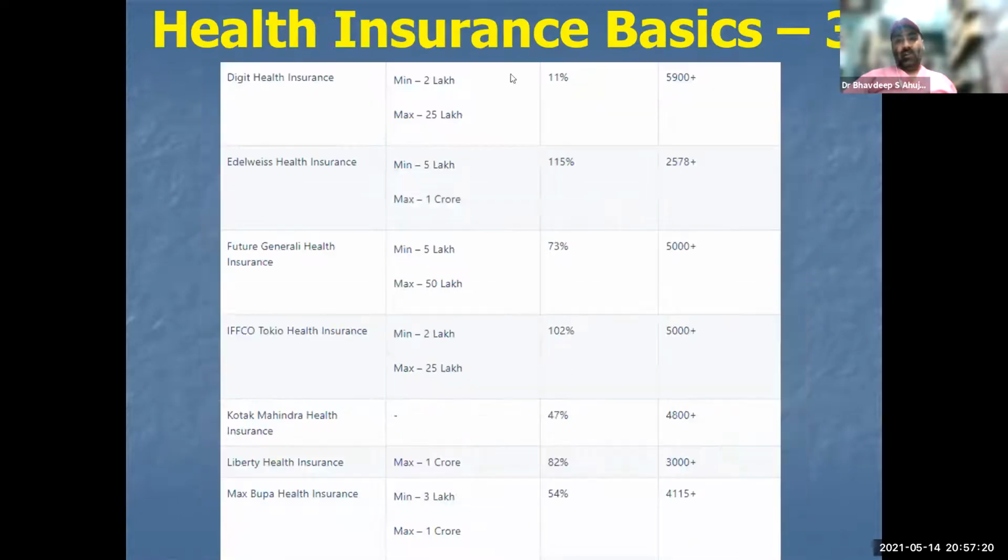So Digit Health Insurance, 11% of claim ratio, 5900 plus. Edelweiss, 115. Future Generali, 73. IFFCO Tokio, 102. Kotak Mahindra, 47. Liberty, 82. Max Bupa, 54. See the number of network hospitals as well.